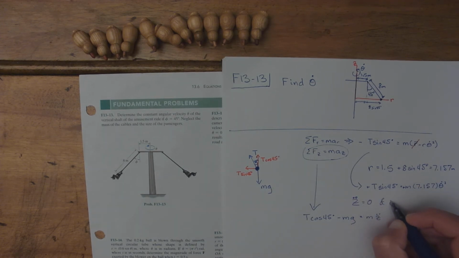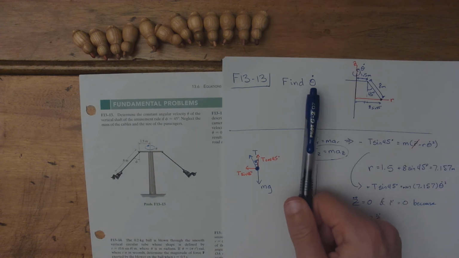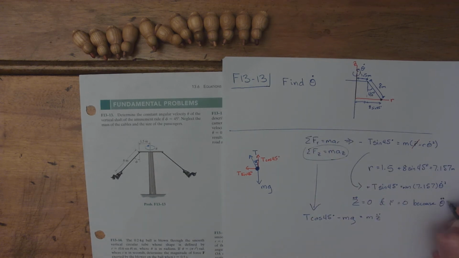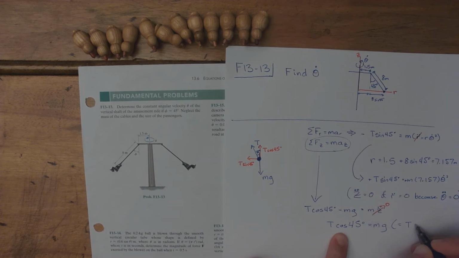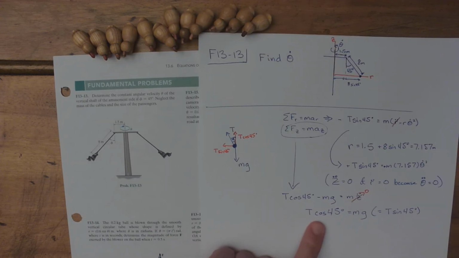And we can say also r double dot is equal to 0 because we have a constant angular velocity. If it's a constant angular velocity, that means theta double dot is equal to 0. So if this is equal to 0, that means T cosine of 45 degrees is equal to m times g. But T times cosine of 45 degrees is equal to T times sine of 45 degrees, as we said before.